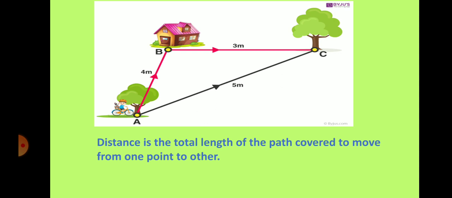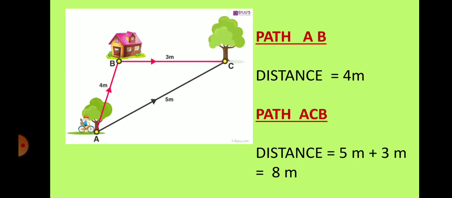Here, there are 3 points A, B and C. A child is with its bicycle at point A. He can go to point B or to the house by two different paths. He can choose path AB or he can go through the path ACB. The distance covered here in both cases is different. If the child chooses the path AB, then the distance covered by him will be 4 meter. But if he goes via ACB, then the distance covered by him is 5 meter plus 3 meter, that is 8 meter.